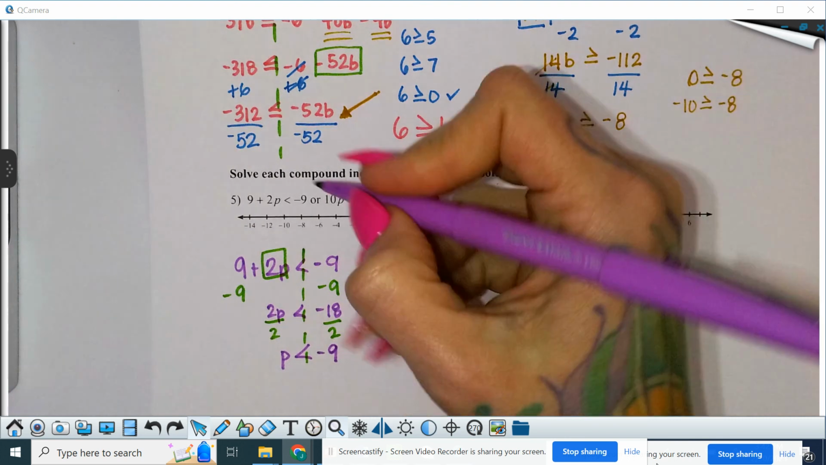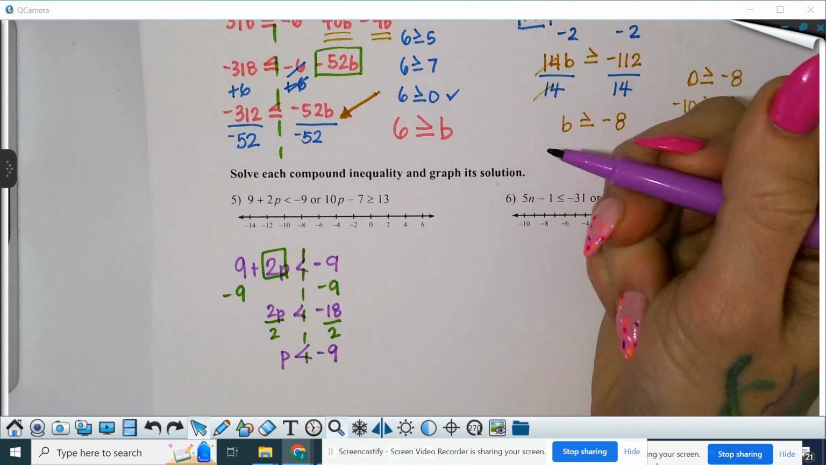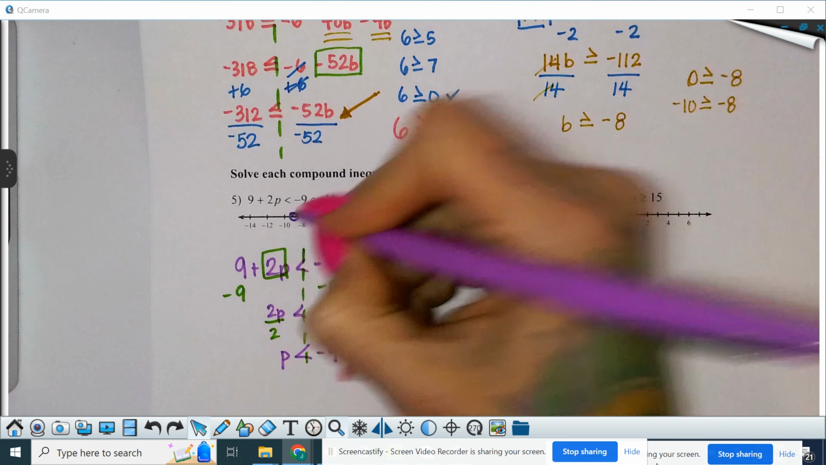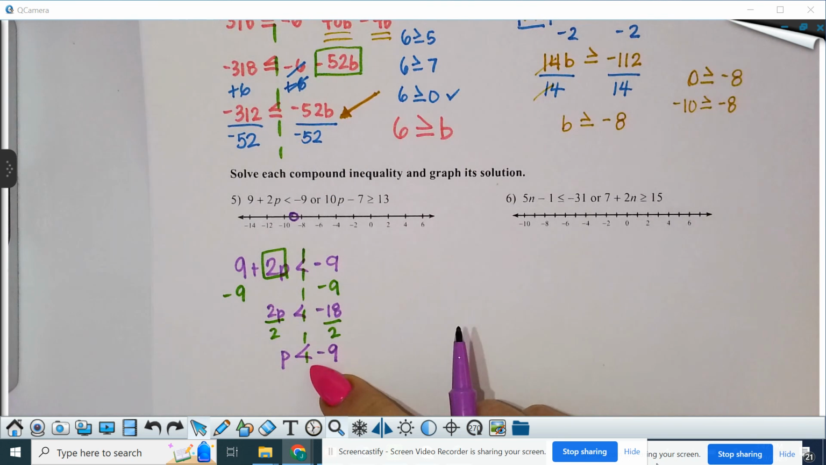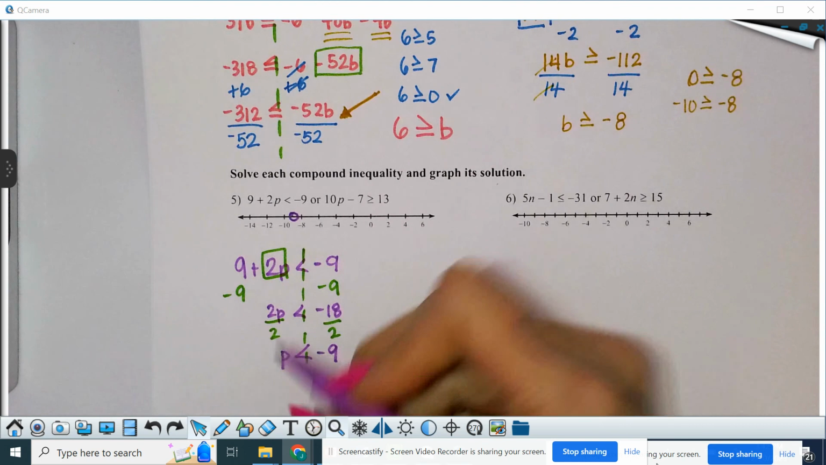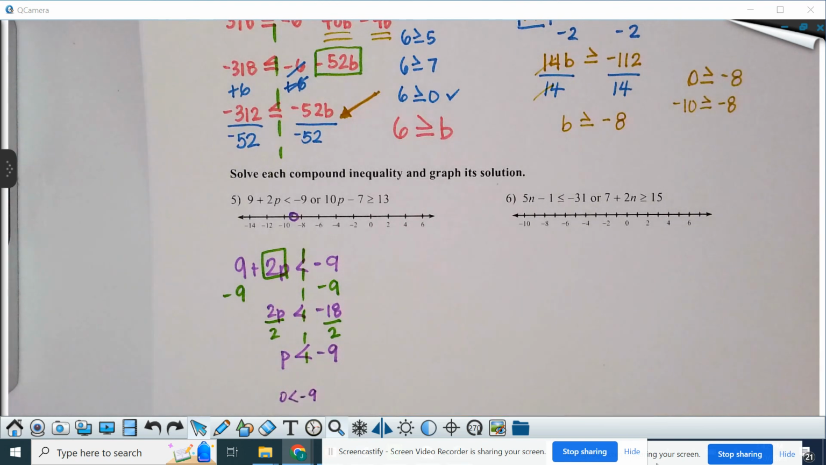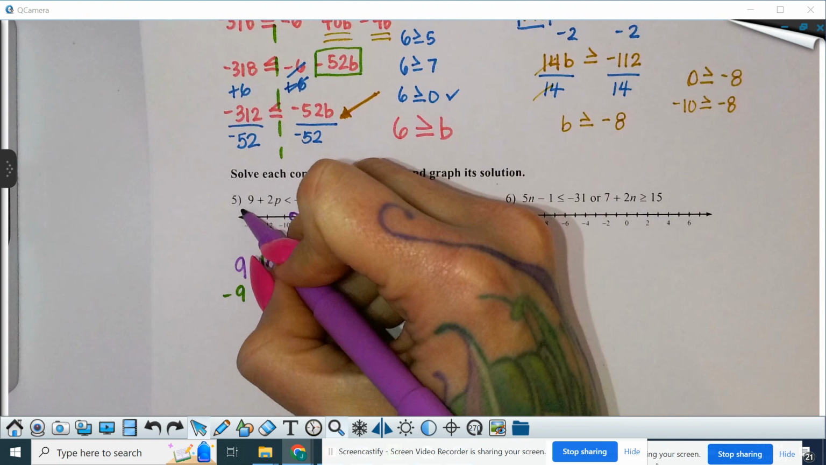I'm going to go, making sure I do my math right. Yep, so that'd be about right here. It's not an equal to, so you don't want to color it in. P is less than. 0 is on this side. Is 0 less than negative 9? Like I said, having no money in your pocket is better, greater, than owing someone negative 9. So that's not the right direction. So we're going to go in this direction.